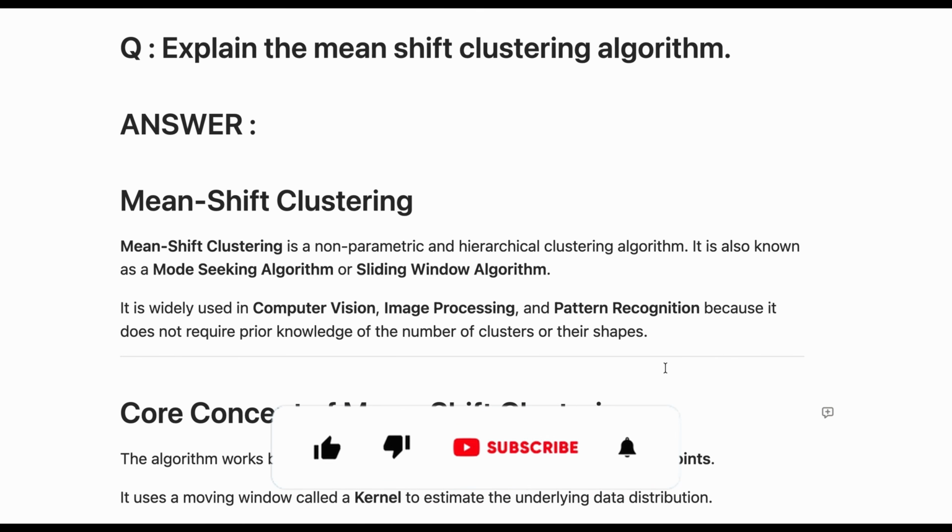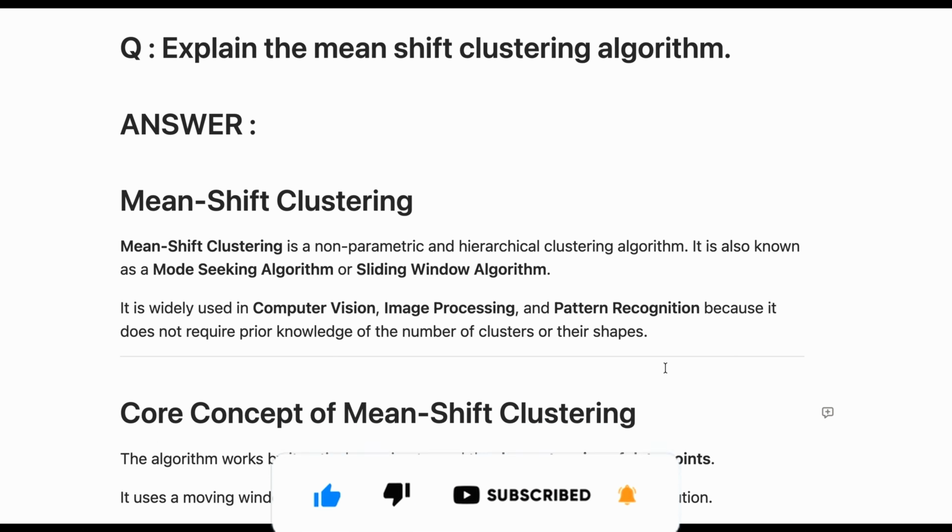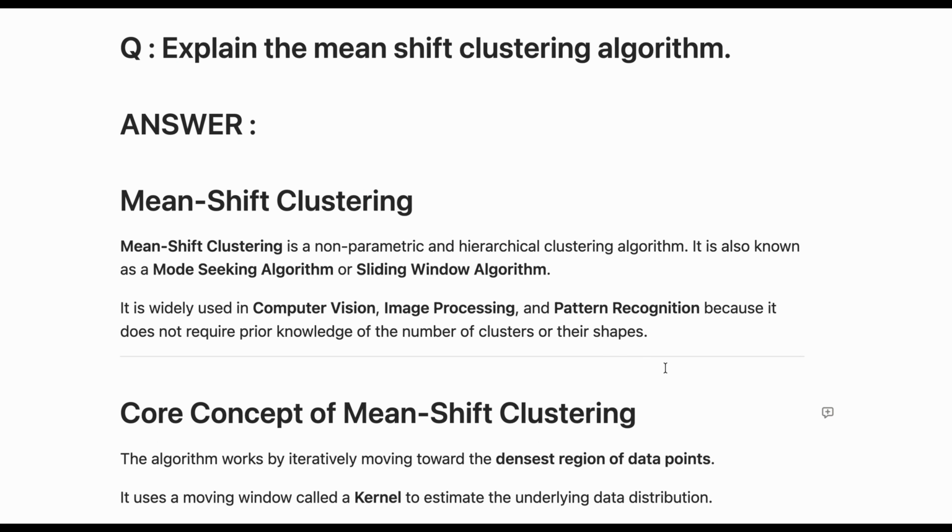In this video, we will understand the mean shift clustering algorithm, one of the most important clustering techniques in machine learning. So, our question is, explain the mean shift clustering algorithm. Mean shift clustering is a non-parametric and hierarchical clustering algorithm. It is also known as a mode seeking algorithm or sliding window algorithm. One of the biggest advantages of mean shift clustering is that it doesn't require us to specify the number of clusters in advance. This makes it very useful for real world applications such as image processing, computer vision, and pattern recognition.